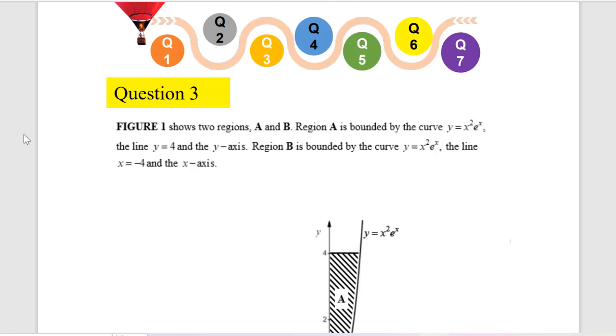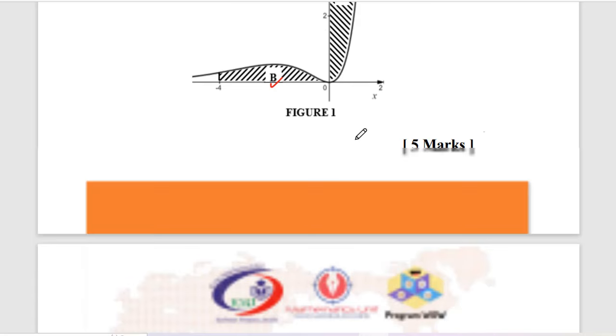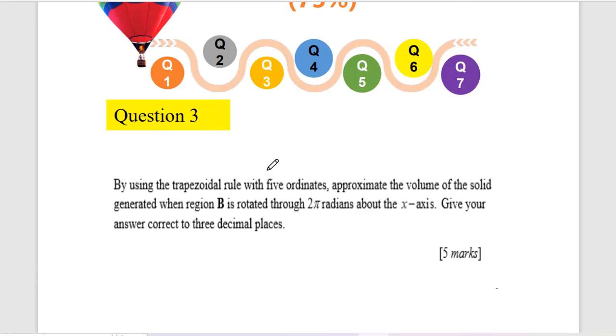Okay, question number 3. Figure 1 shows two regions, A and B. From here, as you can see, this one is region A and this one is region B. Look at the question: by using the trapezoidal rule with 5 ordinates, 5 ordinates means n is equal to 4, approximate the volume of the solid generated when region B is rotated through 2 pi radians about the x-axis. Give your answer correct to 3 decimal places.